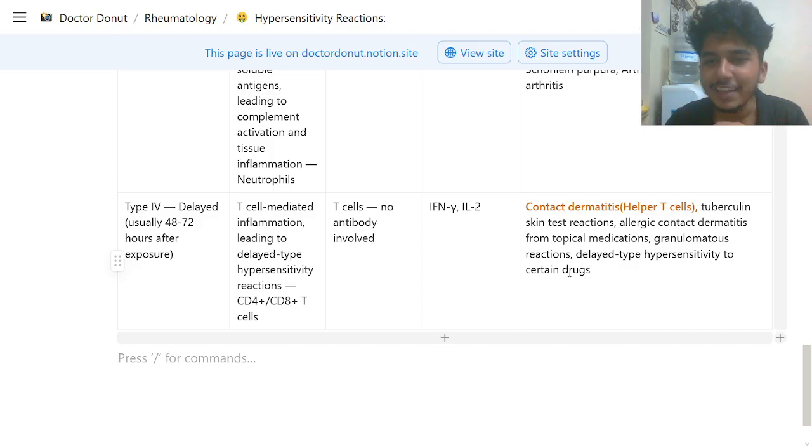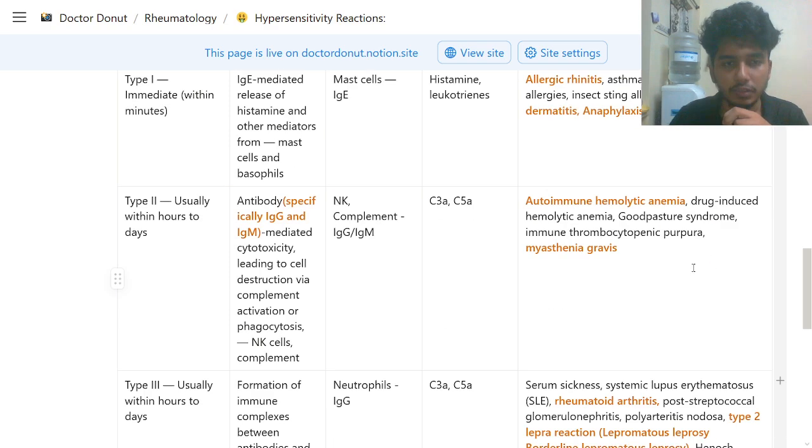Danish is always correct. Contact dermatitis is an example of type 4 sensitivity, wherein helper T cells are active. The tuberculin skin test, the Mantoux test, is based on this principle. There's allergic contact dermatitis that happens from topical medications, granulomatous reaction, delayed type hypersensitivity to certain drugs.